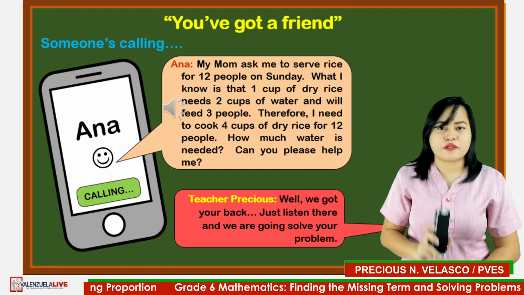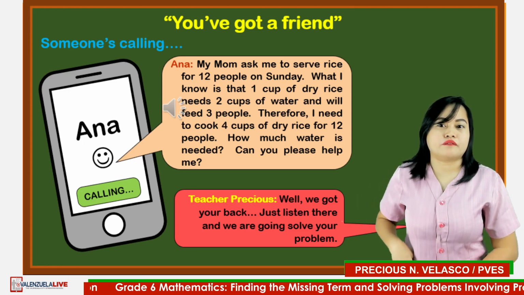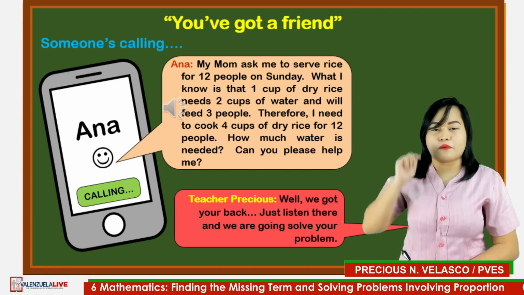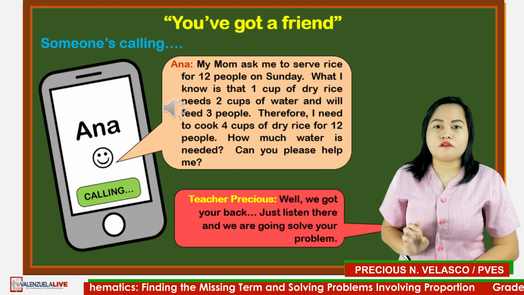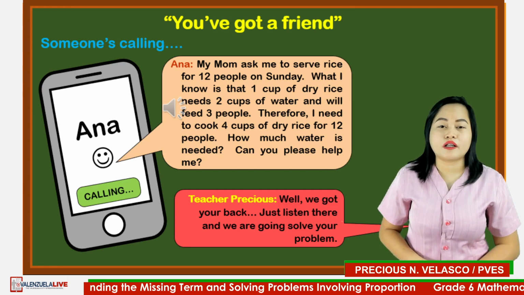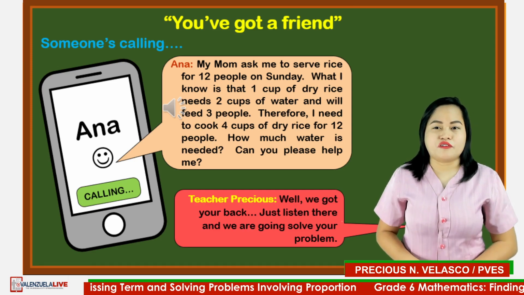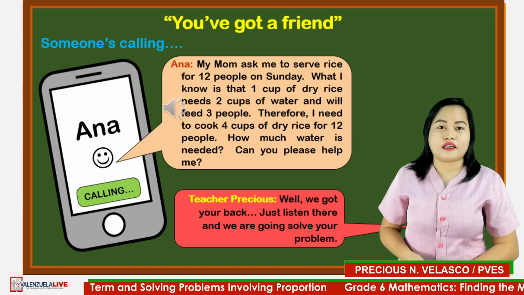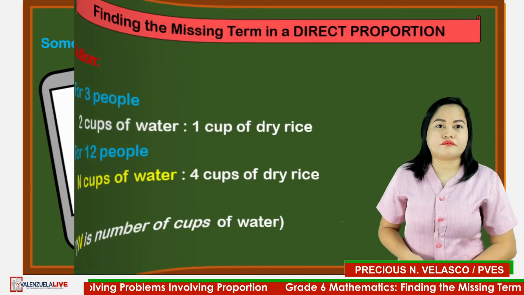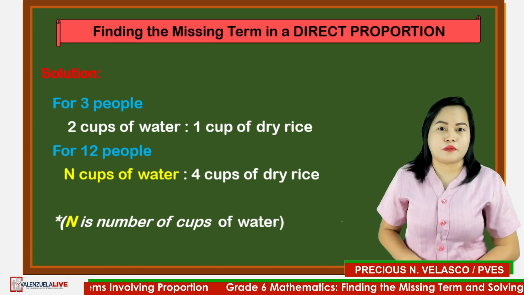Anna's problem reminds me of one of the types of proportion. Are you ready to learn what that type of proportion is? So let's continue. If you've ever made rice, you know that the ratio of 1 part dry rice and 2 parts water is important. If you mess it up, you'll be scooping gummy rice. So let's help Anna with her problem.